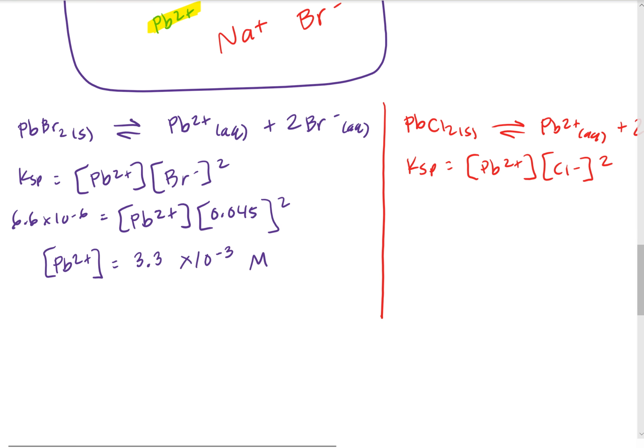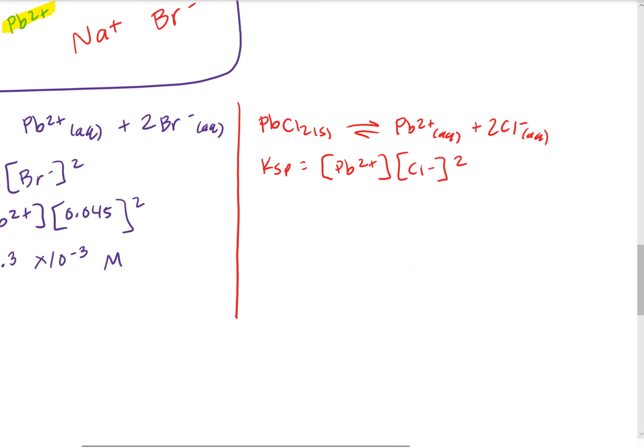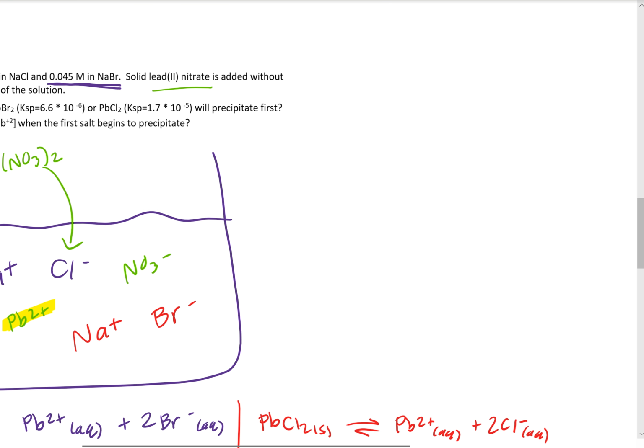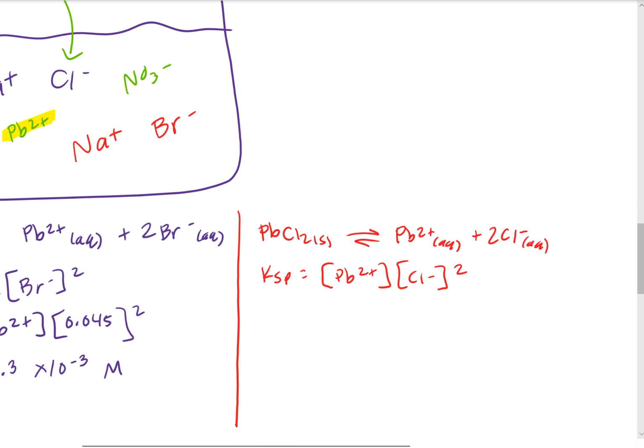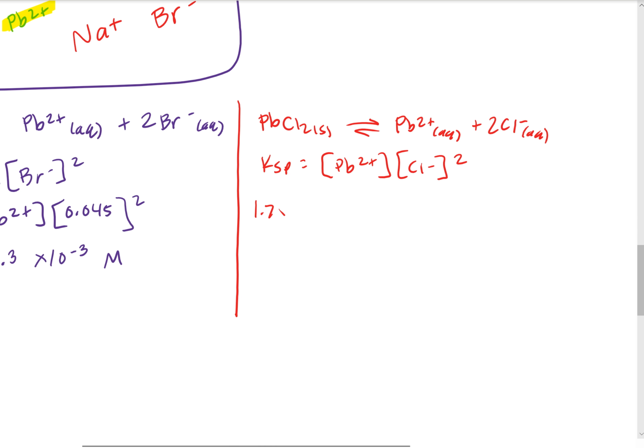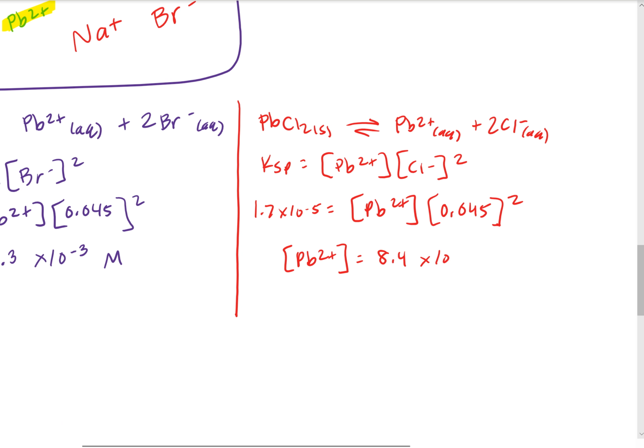Let's compare that to the value needed for the lead chloride to form. Lead chloride has a KSP of 1.7 times 10 to the negative 5. Plug in the concentration of the chloride, which is 0.045 as well, and that is being squared. So the concentration of lead 2 plus is 8.4 times 10 to the negative 3 molar.